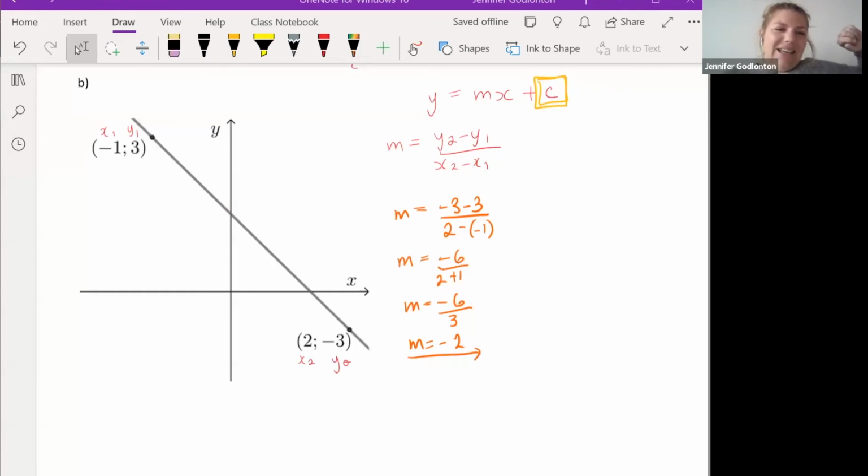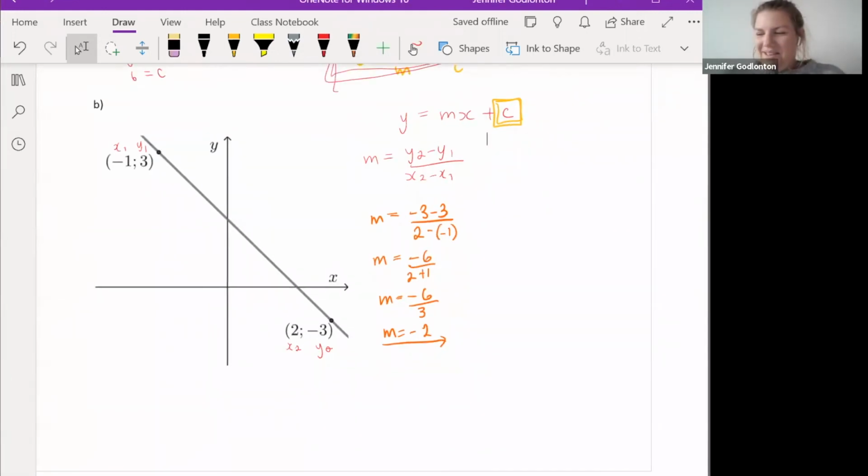Okay, I see Precious. I see that hand has popped up here. Precious, how am I finding my c value? I said it's going to be y is equal to -2x plus c. Beautiful. And then what did you sub in? I subbed in -1 and 3. Okay, good.